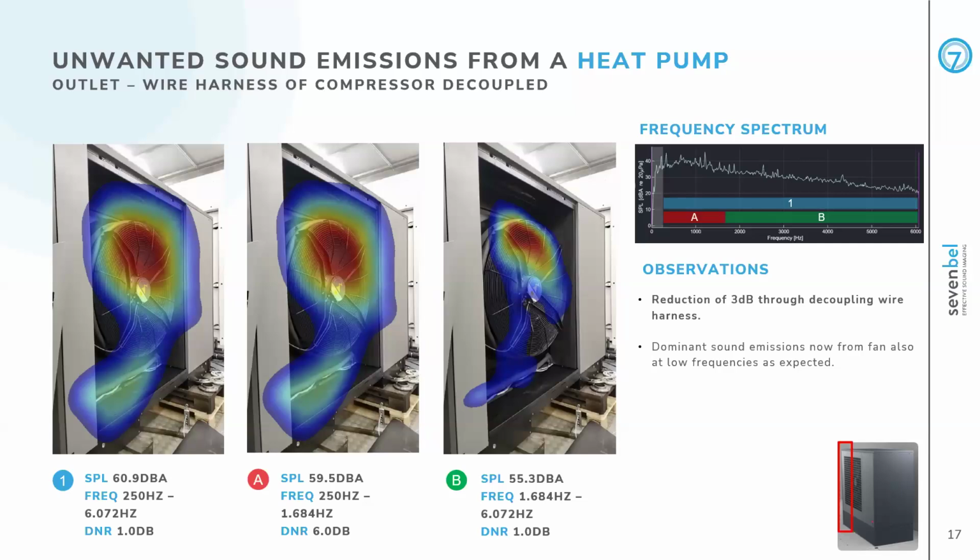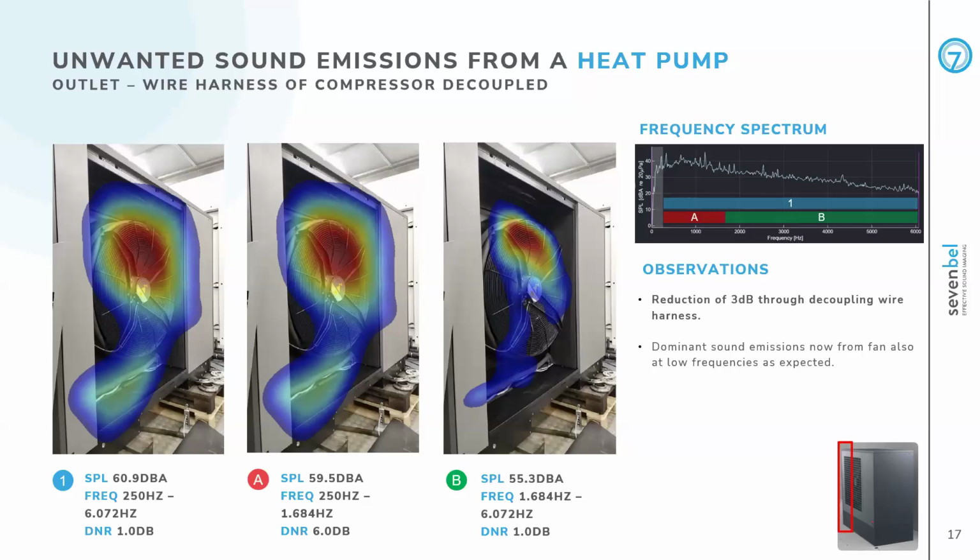We have reduced the total sound pressure level by exactly 3 dB, which was the target. We had a total SPL before of 63.9, and now we have 60.9 dB just by detaching those cables from the tray of the unit. So we see that we have solved our problem.